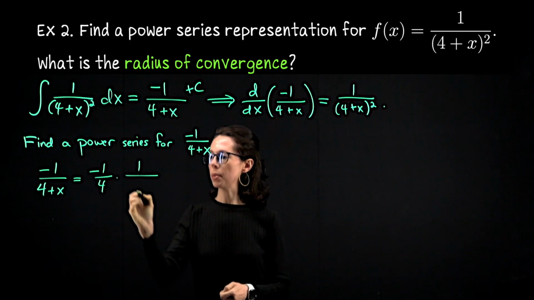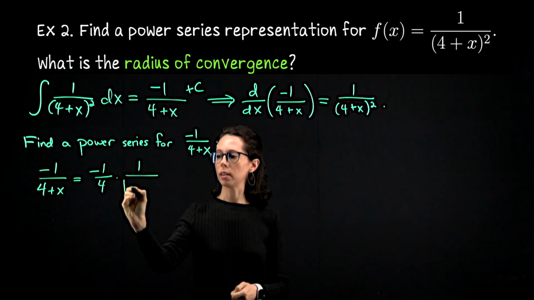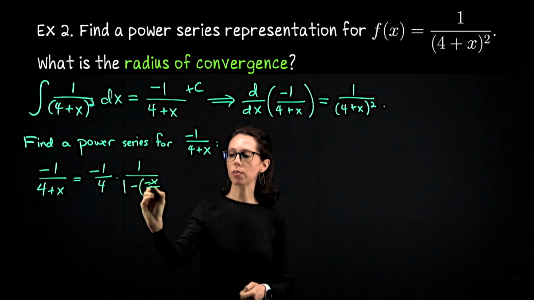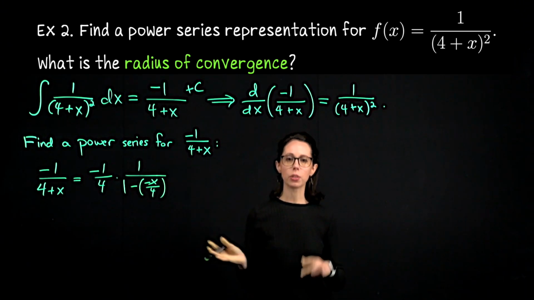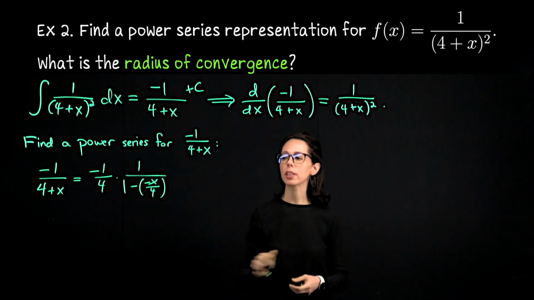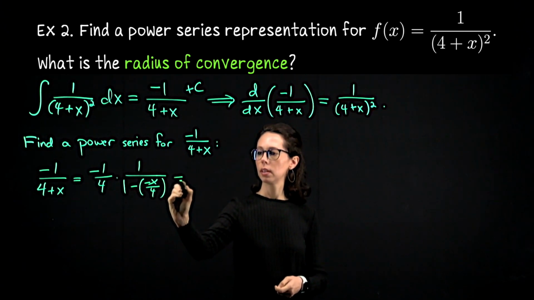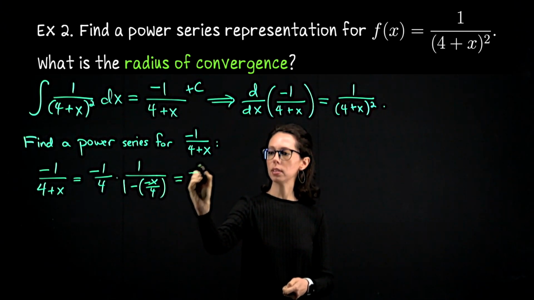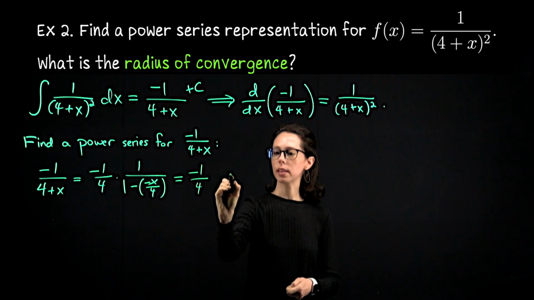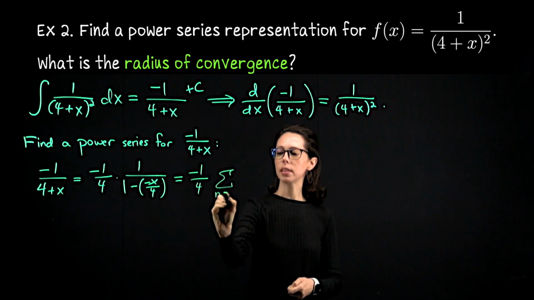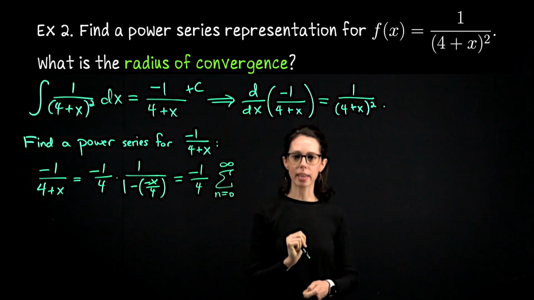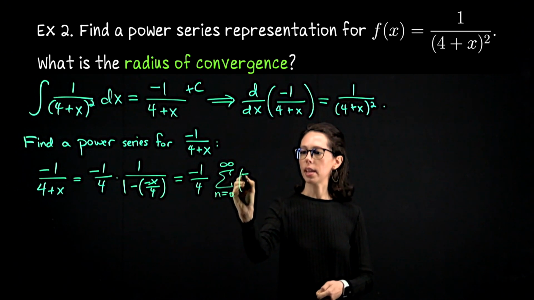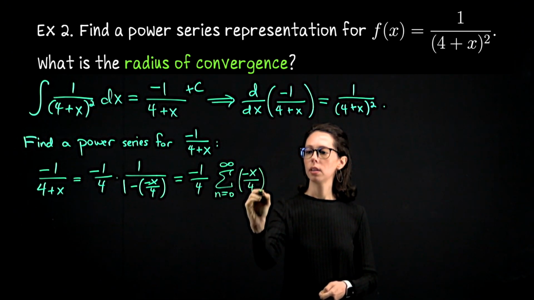All right, so our denominator turned into 1 minus negative x over 4. This has the right form to do the conversion into the power series representation that we know for this type of function. Okay, so I'm going to leave that negative 1/4 in front and write that it's negative 1/4 times the series from n equals 0 to infinity of this expression raised to the nth power. So that's negative x over 4 to the n.